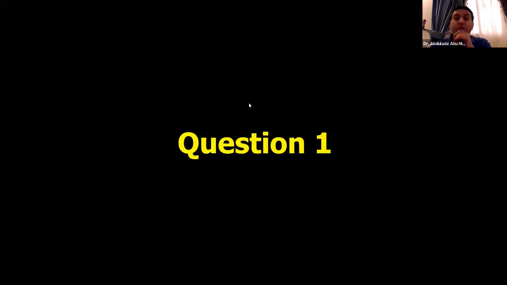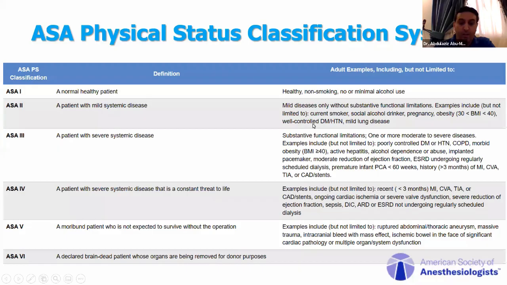Very good. So they are ASA number 3, because the patients have a disease, but it's controlled, it's not life-threatening. So it's number 2. If you go back to see it, I'm sorry, it's number 3. So a patient with severe systemic disease is number 3. That's why you need to go with it.